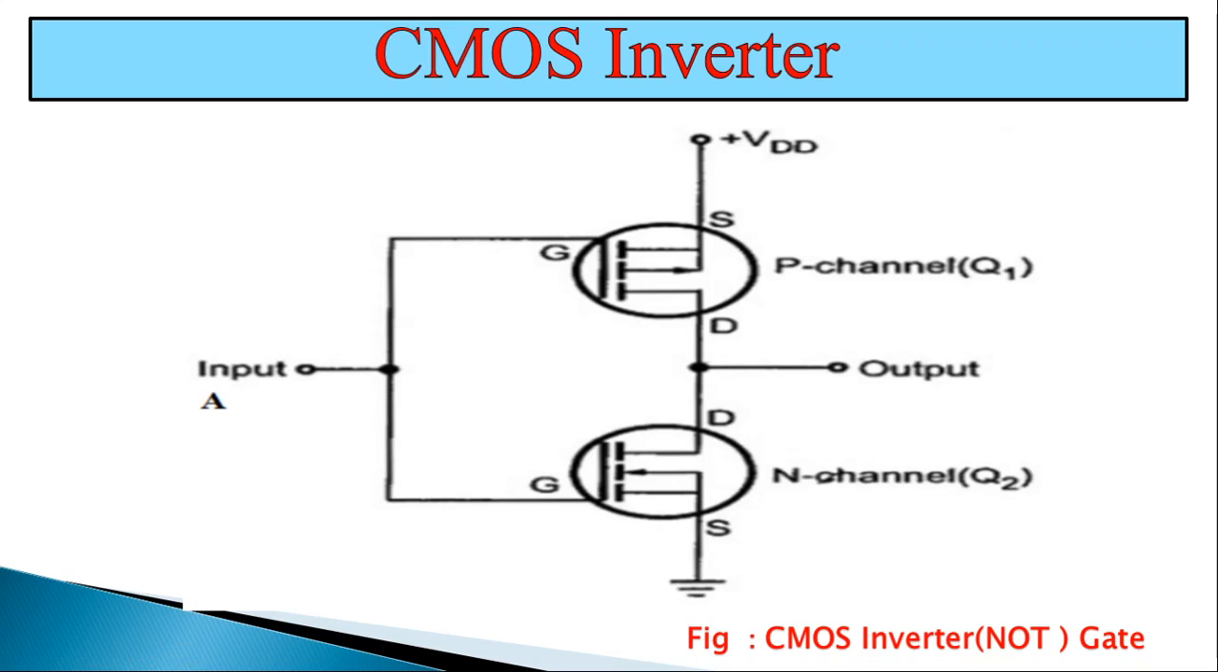The gates of the two devices are connected together as the common input and the drains are connected together as the common output. Here, the gate of first transistor, that is P channel MOSFET, and gate of second transistor, that is N channel MOSFET, are connected together to the common input, that is A, and the drain of first transistor and the drain of second transistor are connected together, and the output is taken across the drain and the ground.